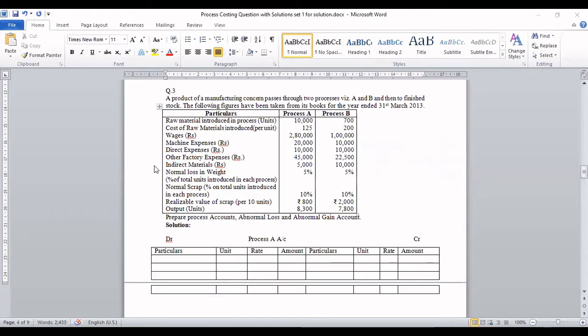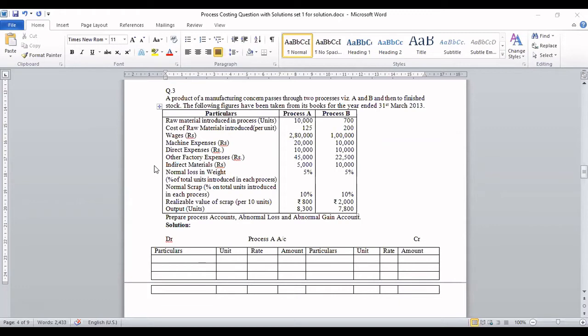Raw material introduced in units: process A 10,000 and process B 700. Cost of raw material introduced per unit: process A 125, process B 200. Wages in rupees: process A 2,80,000 and process B 1 lakh. Machine expenses: process A 20,000 and process B 10,000. Direct expenses: process A 10,000 and process B 10,000.